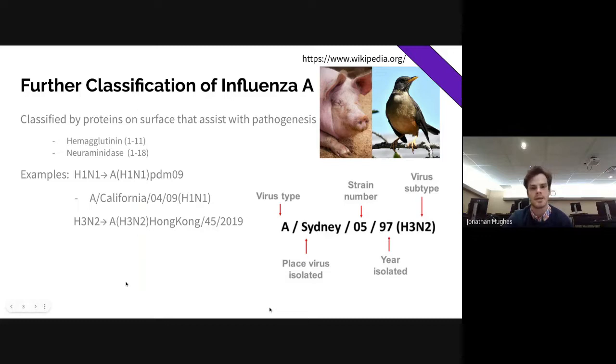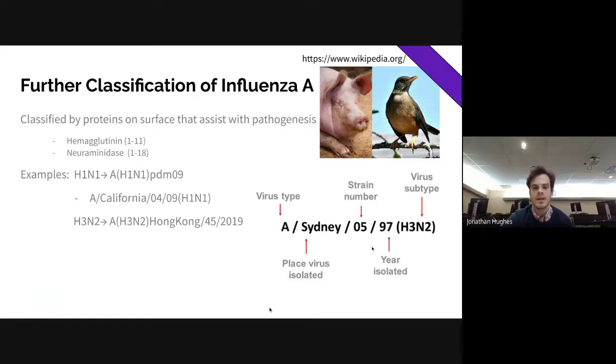Let's talk more about the classification of Influenza A and what exactly the H and N mean in H1N1. They refer to surface proteins on the virus that assist with replication. You have your hemagglutinin, there's 11 known types, and then your neuraminidase, there's 18 known types.